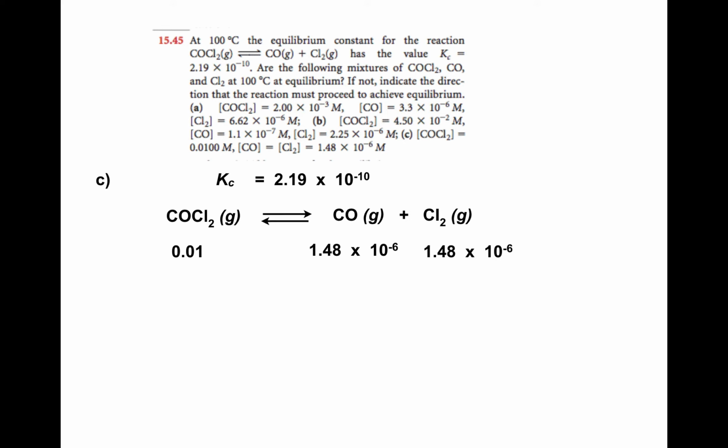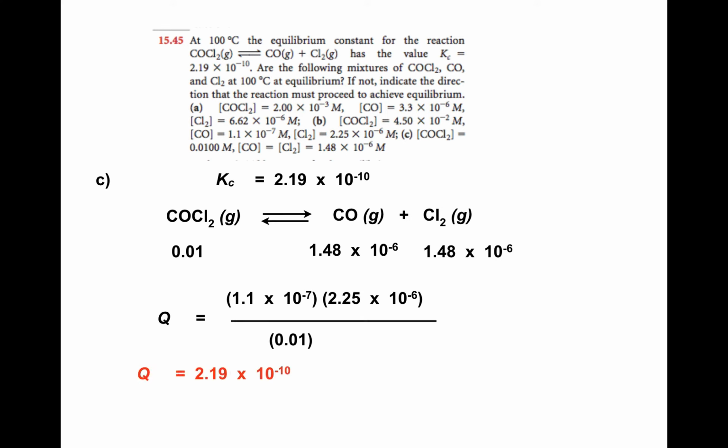With the concentration set we're given for C, when we plug it in and solve for Q, I get the same value as K. So what this tells me is the reaction stopped. I'm at equilibrium. These are equilibrium concentrations. So I'm not going to lose any more reactants and make any more products. And this is it. This is what I'd have at equilibrium.